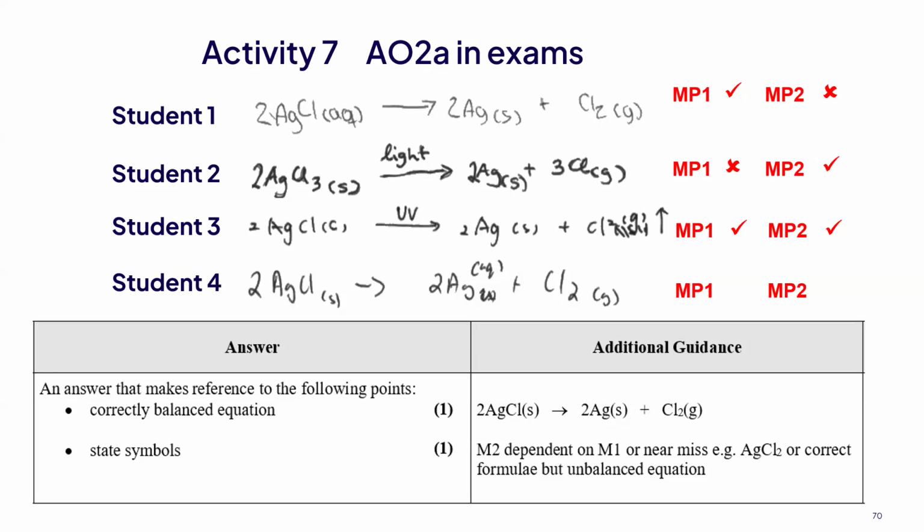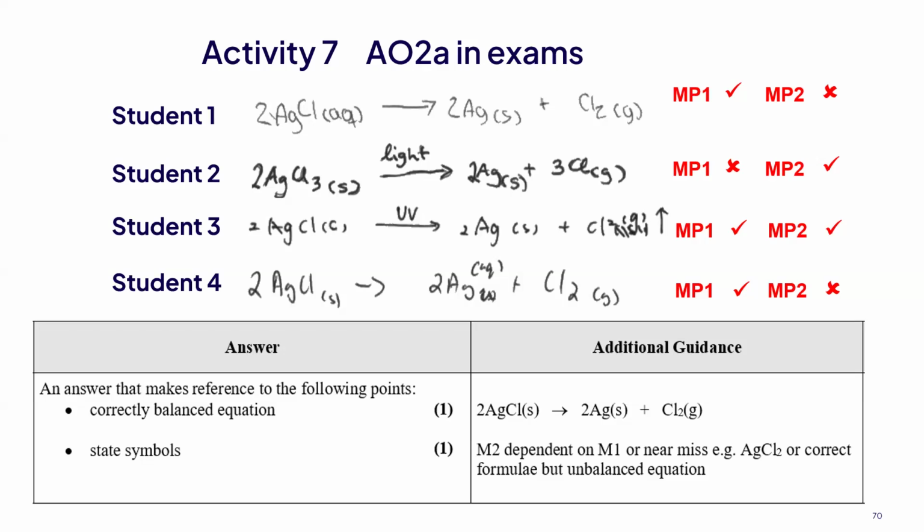Right, student 4. First of all, is the equation correctly balanced? And the answer is yes. Have they got all the state symbols right? The answer is no, because they've got Ag for silver.